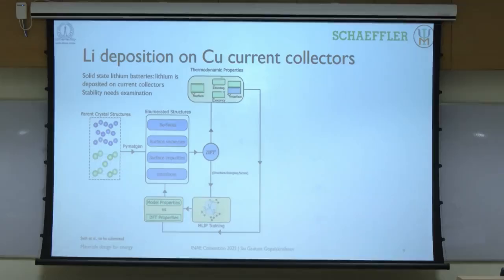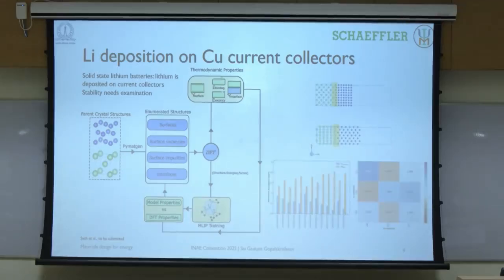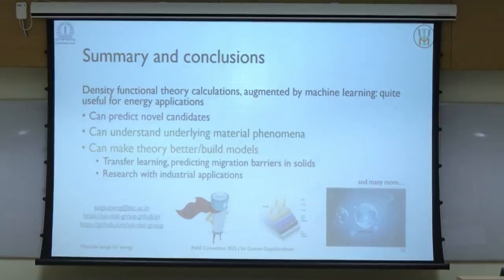This is a machine learning model that's very good at predicting the properties of lithium copper systems. And we predicted a bunch of properties. Again, won't go into the details in the interest of time. With that, I will conclude my talk. So, density functional theory-based calculations along with machine learning can be quite useful for energy applications.